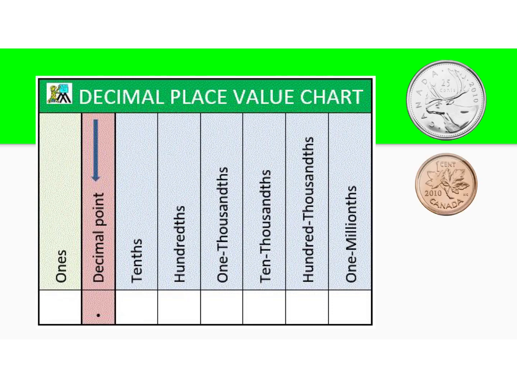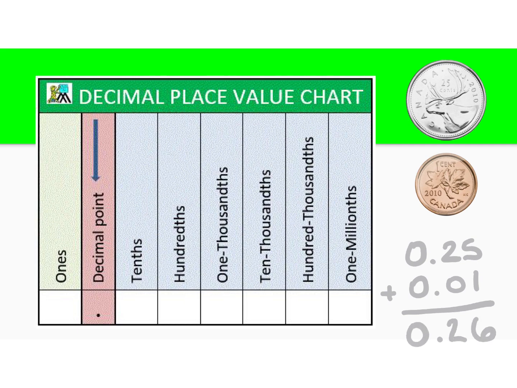Now we've got 25 cents, so 0.25 plus 0.01. So if we add these all up here, 5 plus 1 is 6, 2 plus 0 is 2, 0 plus 0 is 0. So you've got 0, we don't have any whole, we don't have a dollar or more. We have a 2 and a 6.